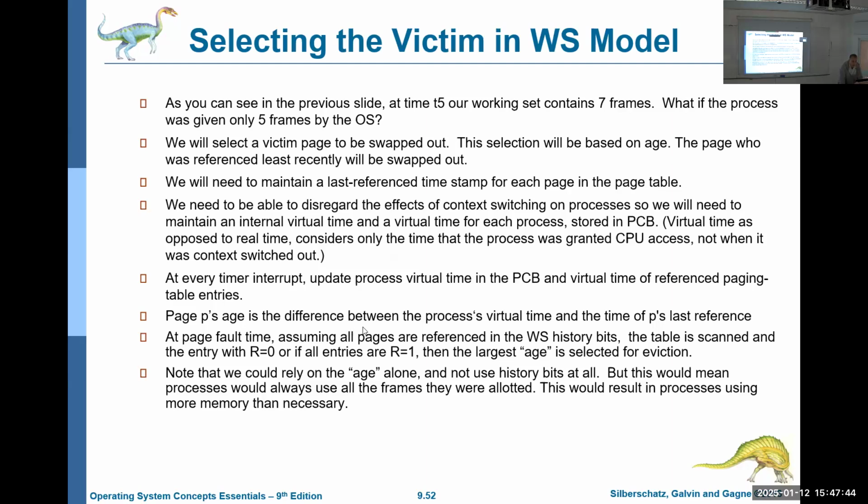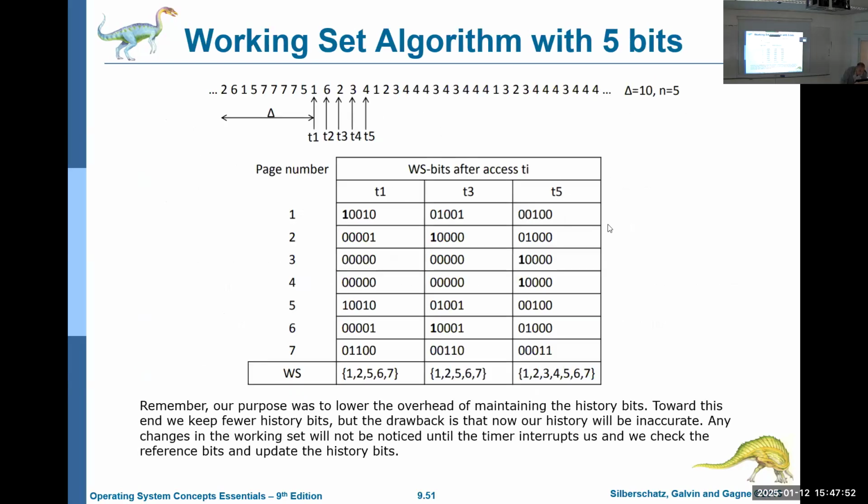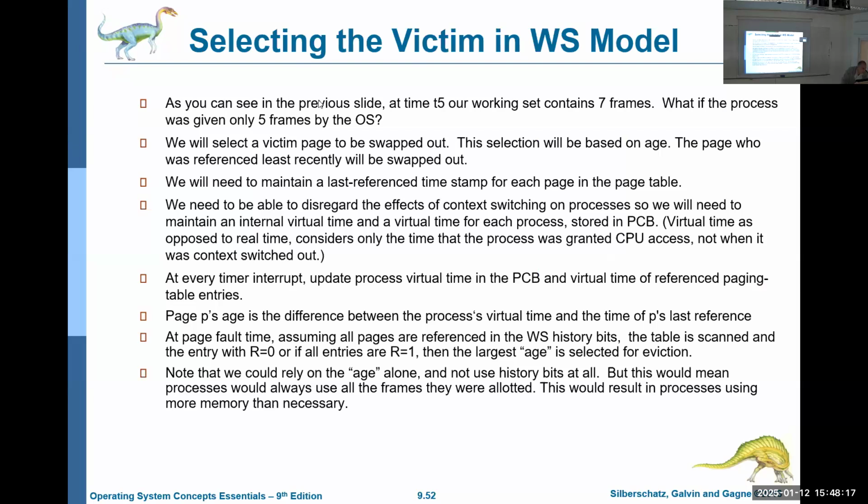So, selecting the victim in the working set. We already said to just choose the number that's lower. As you can see in the previous slide, at time t5, who would we select, by the way? We would select 7 again, right? It happens to work out okay. It doesn't have to be that way. Like I said, there could be ties, but we couldn't get the absolutely wrong one. The worst thing we could have is a tie, but not a case where the wrong one was selected. So as you can see in the previous slide, at time 5, our working set contains 7 frames.